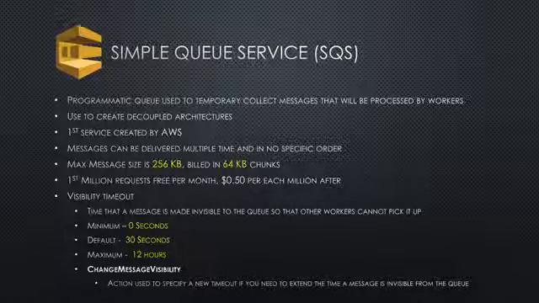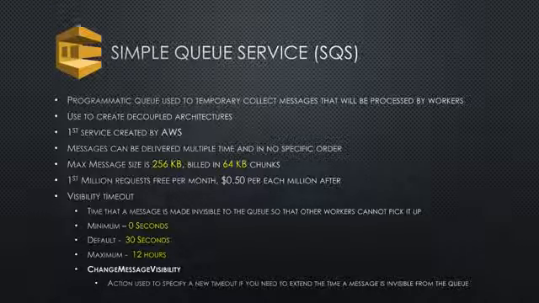This is the first service created by Amazon. Messages can be delivered multiple times and in no specific order. Now there's two different types of queues. I've only seen the standard queue in the exam, but this may have changed. There's also now a FIFO queue, which will guarantee the order of the messages. So keep that in mind. And keep in mind also that Amazon changes so fast and so often that this is hard to keep up with. Even the people writing the tests struggle because Amazon is releasing new features all the time.